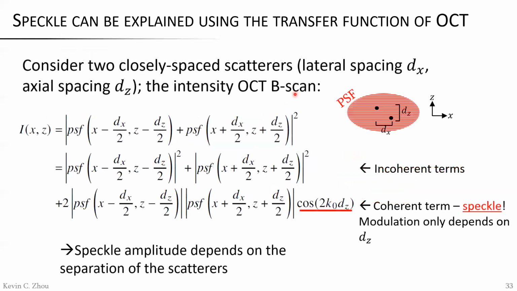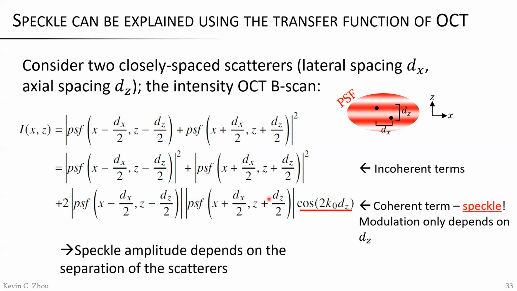So let's start with a simple case of 2 closely spaced scatterers within your point spread function. They have some axial spacing dz and some lateral spacing dx. And here I'm dropping the y dependence because I'm assuming the separability conditions, and therefore y behaves the same as x. So if we expand this response in OCT, we get the incoherent terms that you would get if you're using an incoherent imaging system. But you also get this coherent term, which has this modulation factor that only depends on the axial separation. And I argue that this is what contributes to the speckle that we see in OCT.